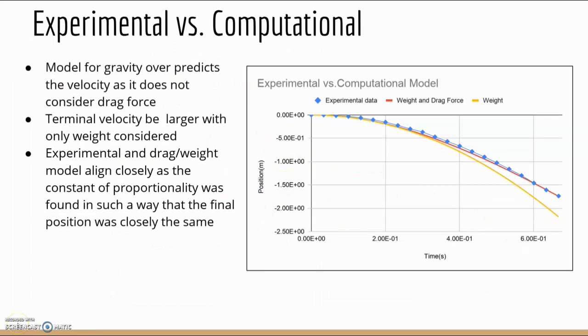Looking at the position data for the experimental and computational models, the model with drag force included lines up with the experimental data because of the use of the constant of proportionality to achieve the same final position. Whereas for the model including only weight, the terminal velocity will be larger for that computational model as it accelerates longer, and thus its final position is overestimated.